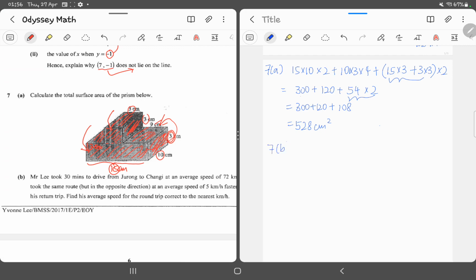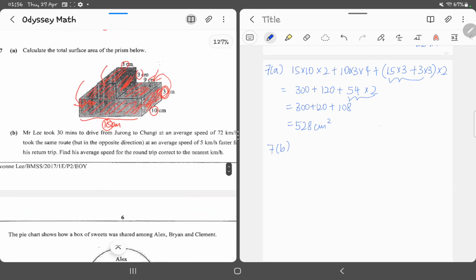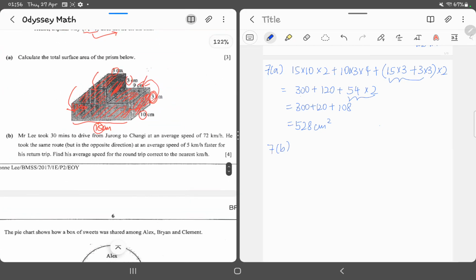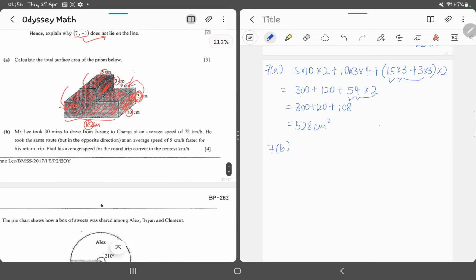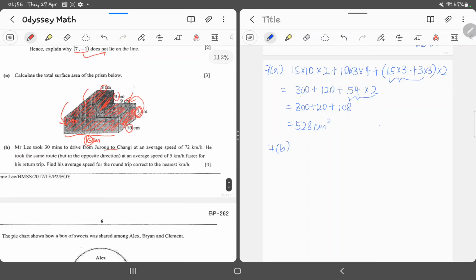Now for 7b, let's look at 7b. Mr. Lee took 30 minutes to drive from Jurong to Changi at an average speed of 72 kilometers per hour. He took the same route but in the opposite direction and at an average speed of 5 kilometers faster for his return trip. Find his average speed for the round trip correct to the nearest kilometer per hour.